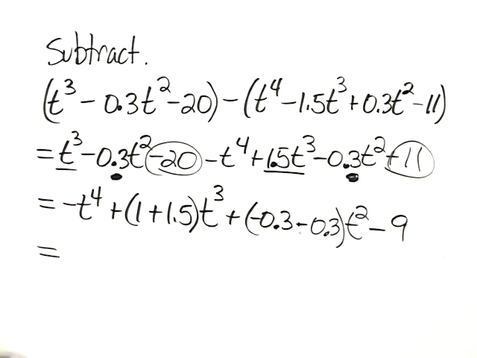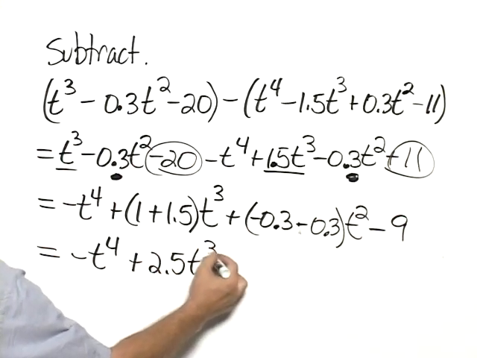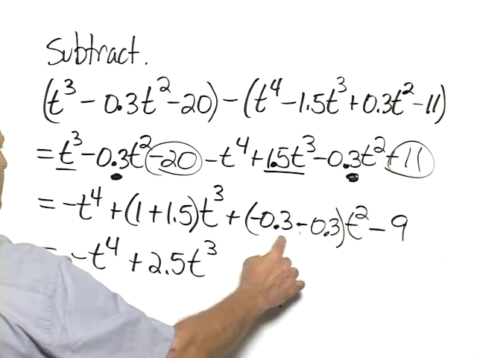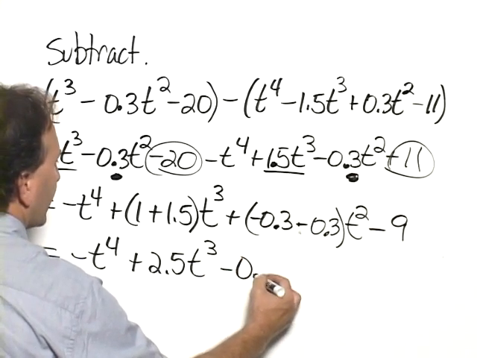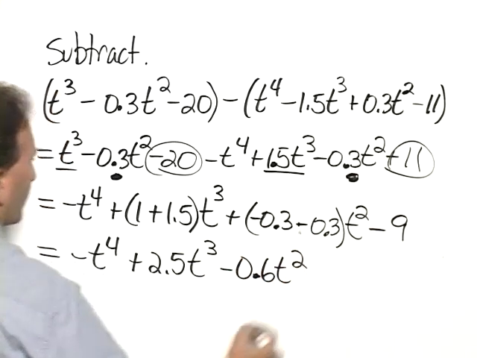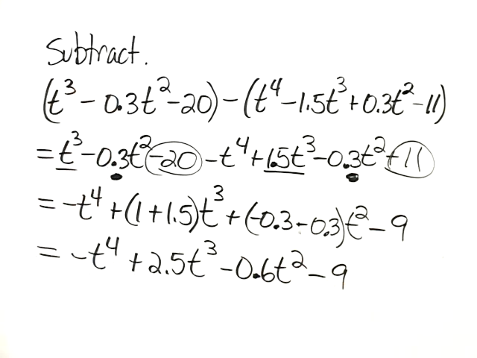Simplifying in the parentheses, we have negative t to the fourth stays the same. 1 plus 1.5 is 2.5t cubed. Negative 0.3 minus 0.3 is negative 0.6t squared. The minus 9 remains the same, so our answer is negative t to the fourth plus 2.5t cubed minus 0.6t squared minus 9.